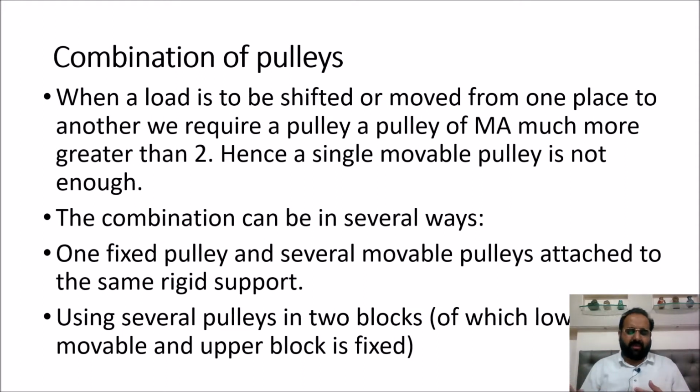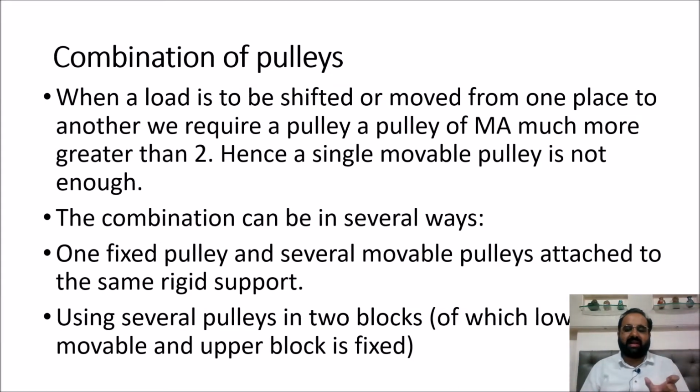And then there are many applications in industries and so on, where you must have seen very big lifts that have to lift a lot of weight. Over there we need to have pulleys which can have MA greater than 2. Okay, so for that these normal ones will not suffice, so we need to look into some kind of pulleys wherein the MA can be greater than 2. So here there are two ways how the combination can be done. One is one fixed pulley and several movable pulleys.